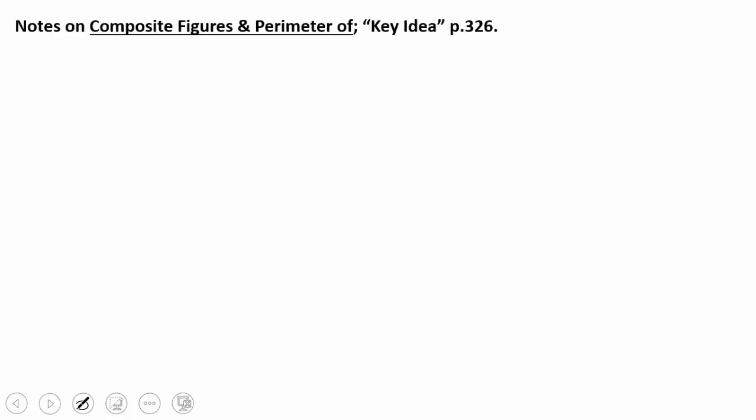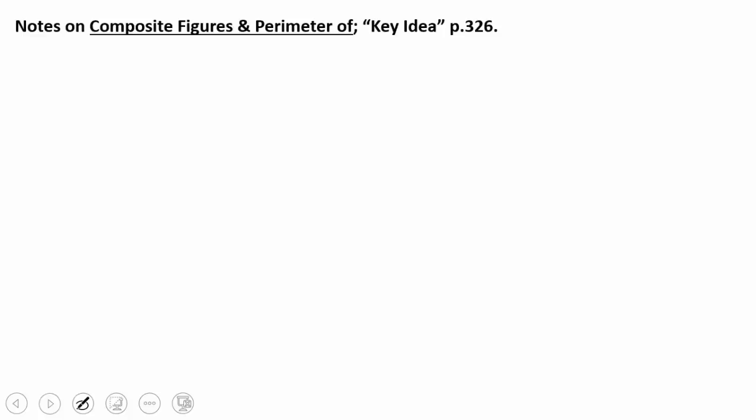So, ladies and gentlemen, you were asked to take notes. You were asked to take notes from the top of page 326, the key idea on composite figures and perimeters. And you recognize and learn that a composite figure is formulated from other basic shapes. Triangles, rectangles, trapezoids, squares, circles, semicircles, you name it. If you put two or more of them together, you have a composite figure. All right? And so we want to find the perimeter, the distance around the whole darn thing.